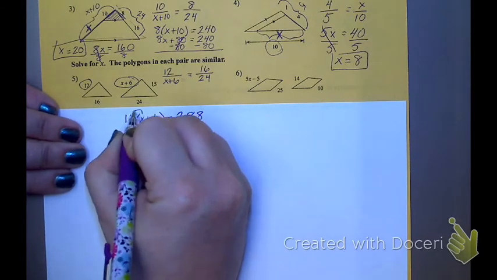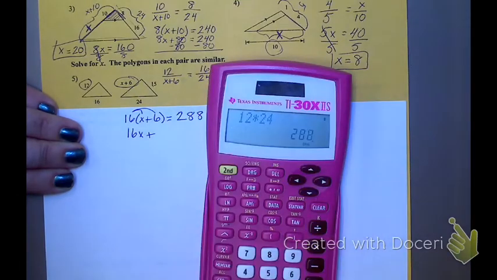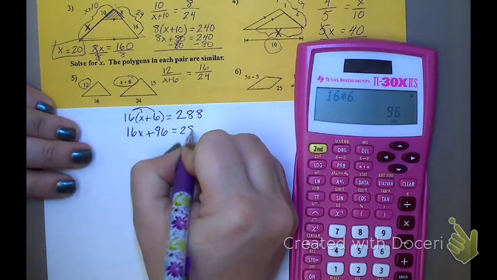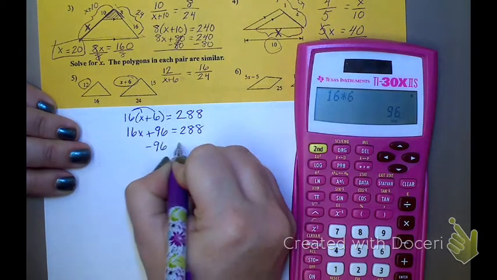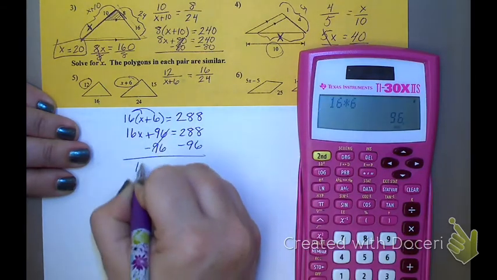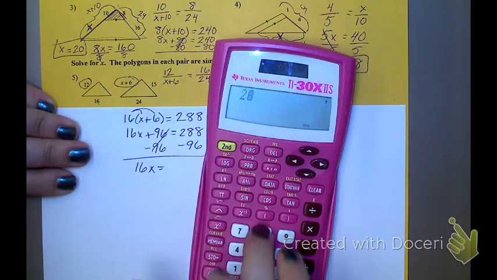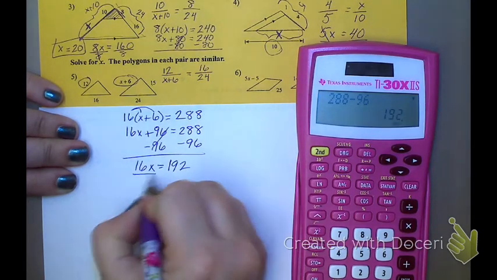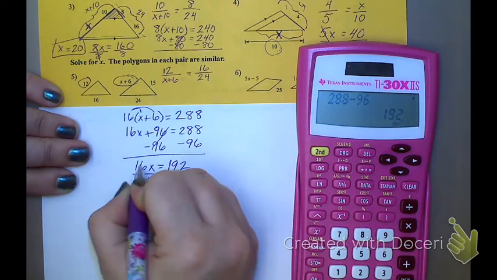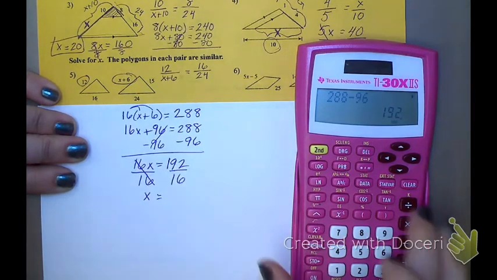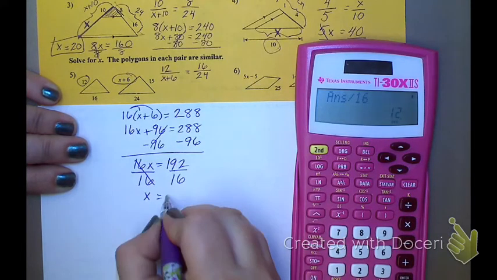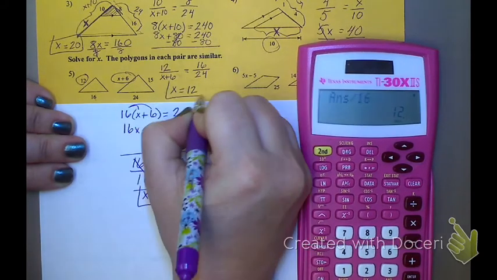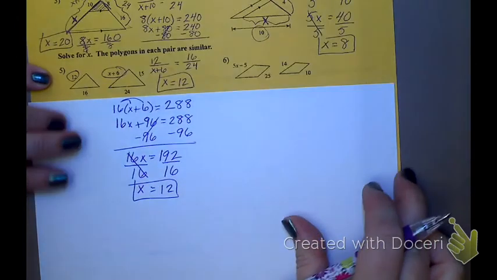16x by distributing plus 16 times 6 is 96 equals 288. Move my 96. 16x equals 288 minus 96, 192. Divide by 16, and I get x equals 12, and that would be my answer there. So for number 5, I got x equals 12. Okay. Number 6, same deal.